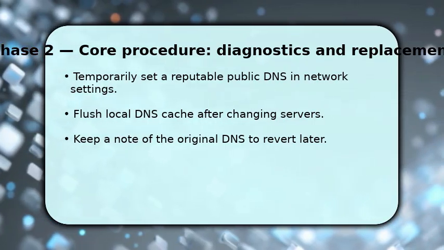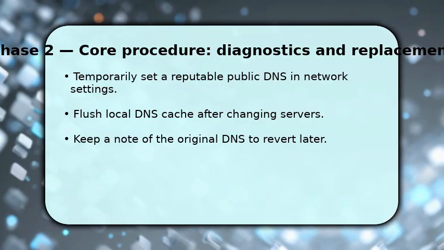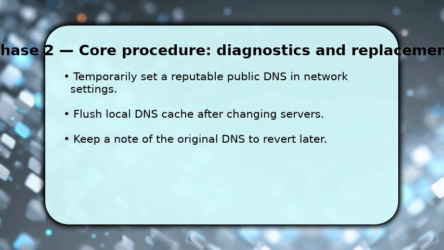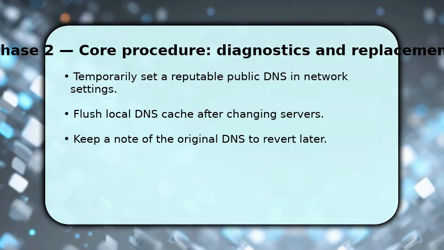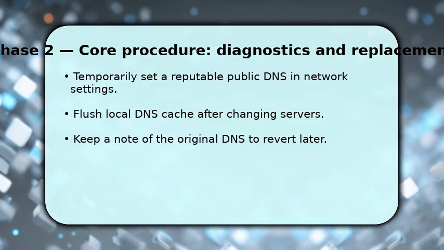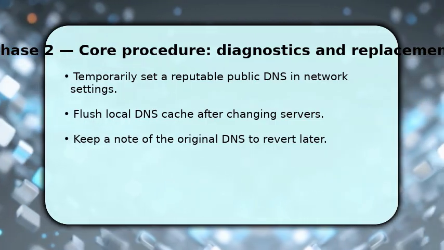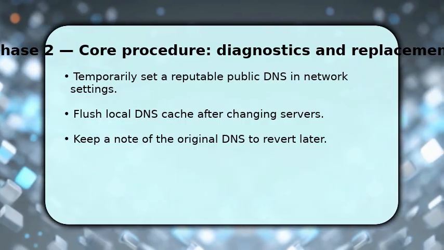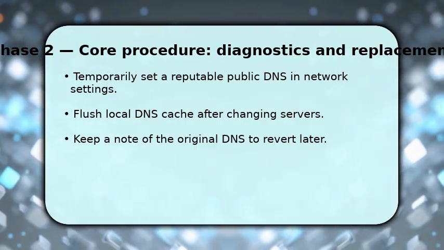On most systems, you can find DNS settings in network adapter properties. On routers, under WAN or DHCP. Make sure to document the original server addresses so you can revert. This keeps your changes reversible and safe.